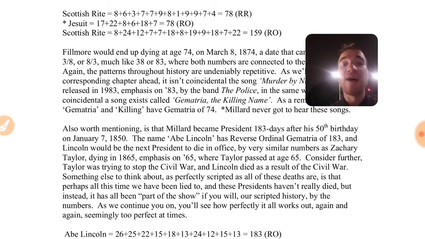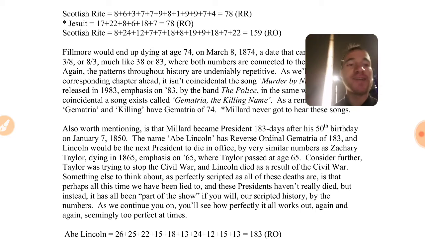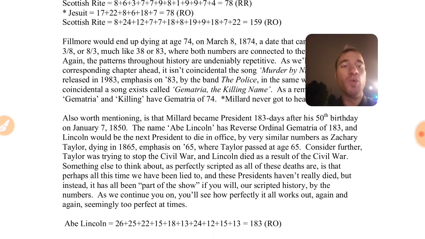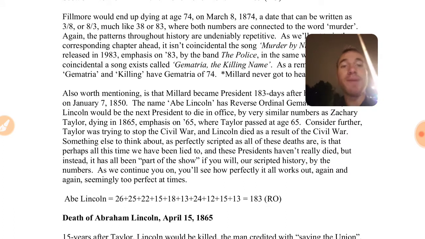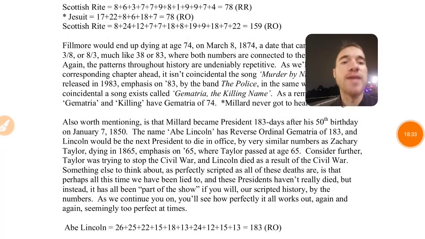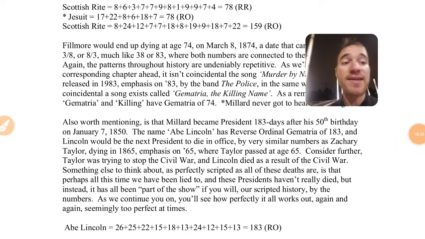Something else to think about, as perfectly scripted as all of these deaths are, is that perhaps all this time we have been lied to, and these presidents haven't really died, but instead it has all been part of the show, if you will, our scripted history by the numbers. As we continue, you'll see how perfectly it all works out, again and again, seemingly too perfect at times. Abe Lincoln is 183 in reverse ordinal. Like Millard became president 183 days after his 50th birthday.